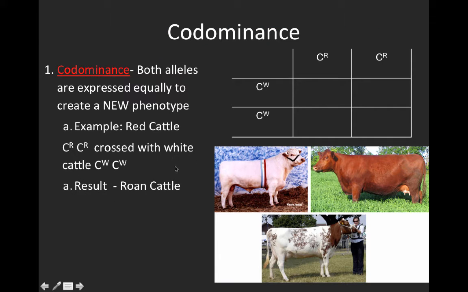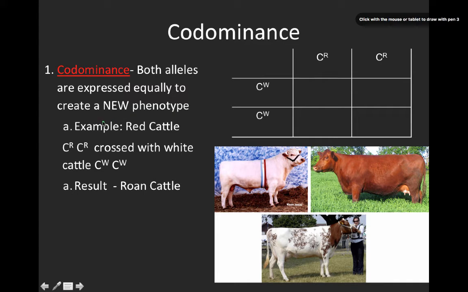Our next situation looks pretty much exactly the same, but instead of getting a blend, we get a brand new phenotype. We get something totally new. So it's not really a mixture anymore. We get both kind of being expressed together. And I think that's the key takeaway here. So while our Punnett square is going to look identical to that other one, it's going to mean something different now. So instead of using flowers, use cattle.